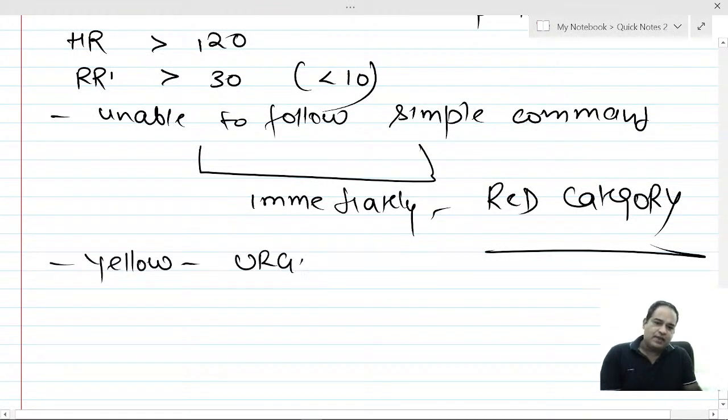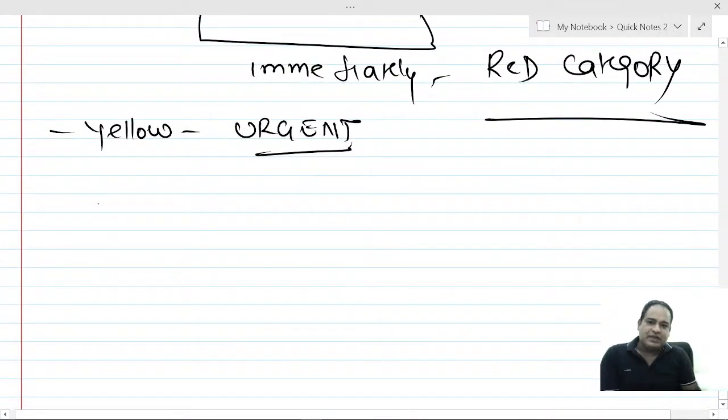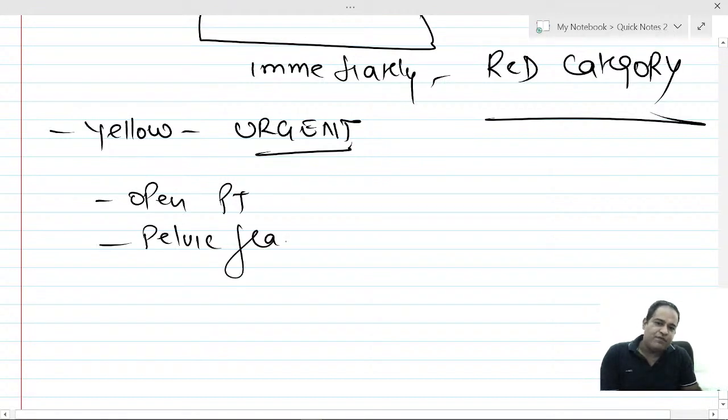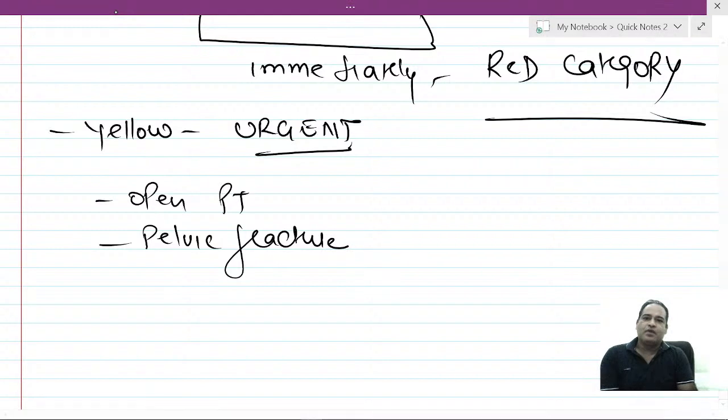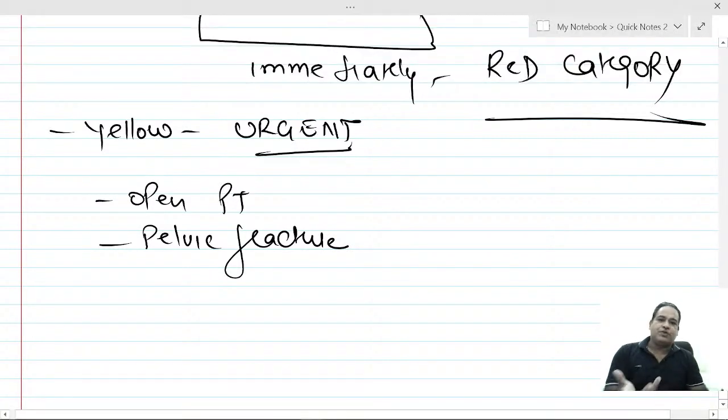Yellow category, urgent attention. The typical example, open pneumothorax and pelvic fracture. Why is pelvic fracture there in the list?